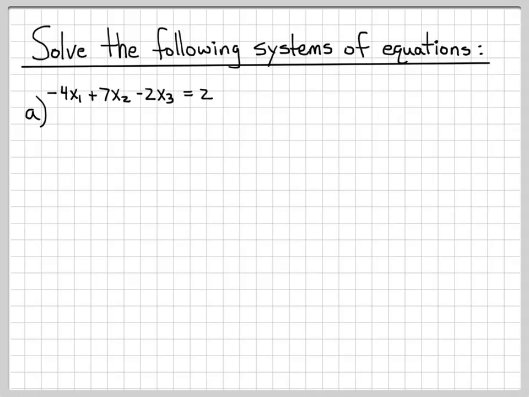The first equation in the system of equations is minus 4x1 plus 7x2 minus 2x3 equals 2. Here is the next equation and the final equation. So there are 3 equations and 3 unknowns, the unknowns being x1, x2, and x3. So we're trying to determine, does this system of equations have a solution?